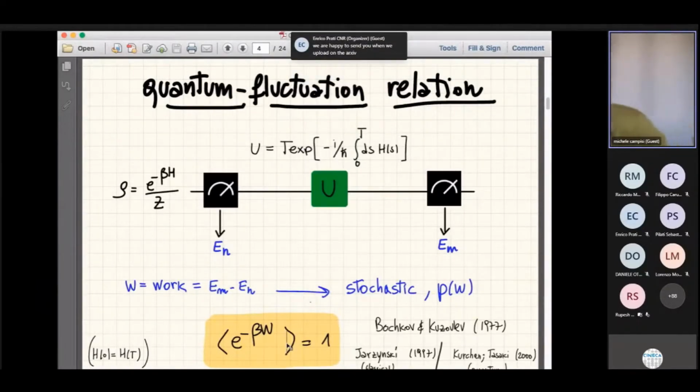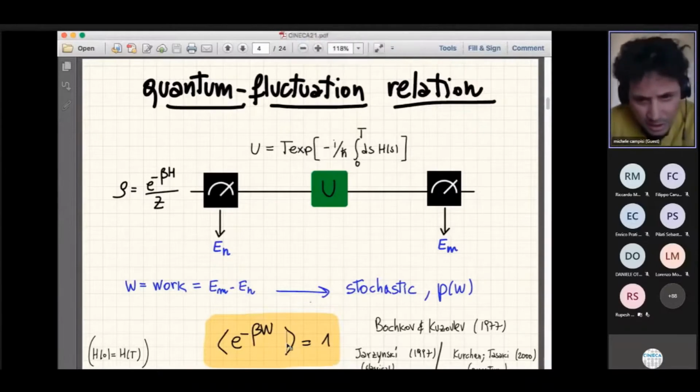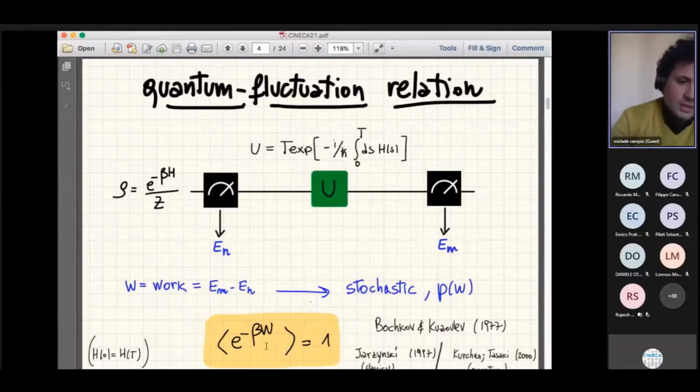There is an interesting story about it. This relation was first discovered in 1977 by Russian scientists. Then it remained basically unknown in the Western world. It was rediscovered by Jarzynski 20 years later. In fact, it is mostly well known as the Jarzynski identity.